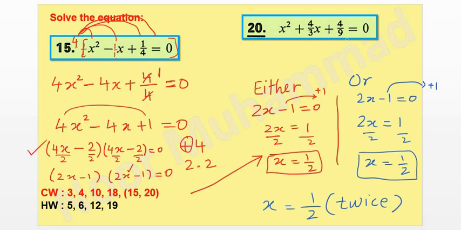You can solve this question number 20 in the same way. Now the LCM is 9, because here if I write 1 over 1, 1, 3 and 9, their LCM is 9. So you can multiply the whole equation by 9 to remove the denominators, right? And the rest of the steps will be exactly the same.